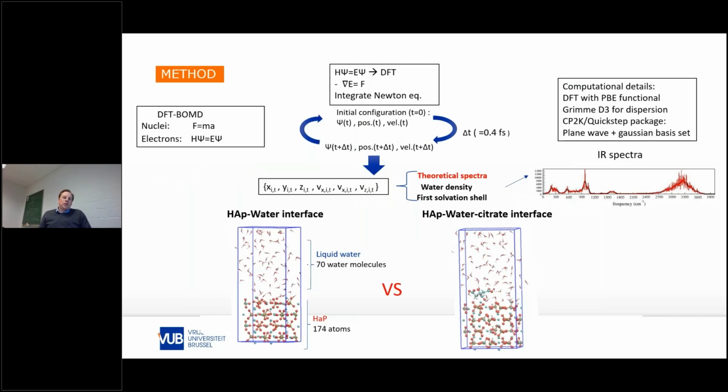So molecular dynamics. Here we did it with, as you see, the model is a little bit smaller. So we were able to do this with ab initio, which is important for getting data out of this molecular dynamics simulation for the calculation of our infrared spectral intensities.